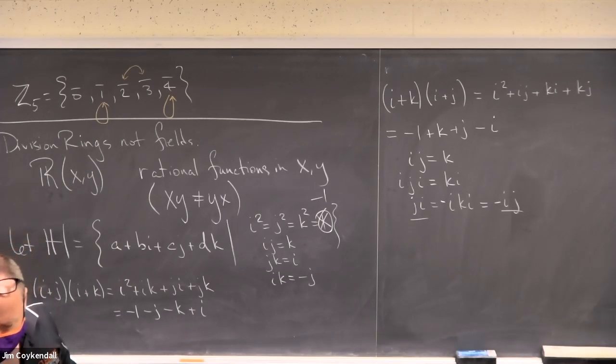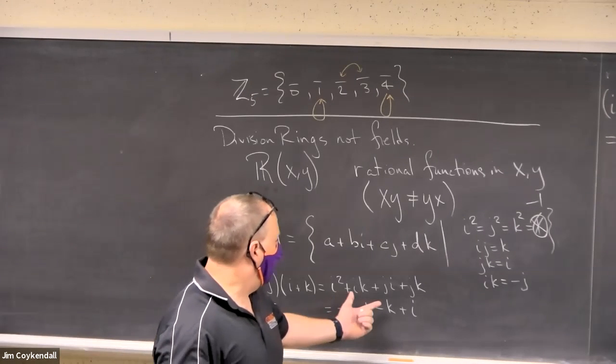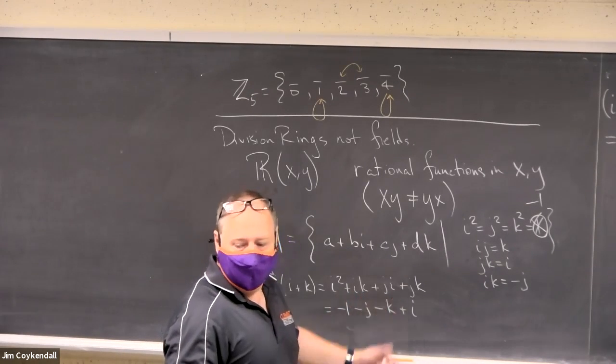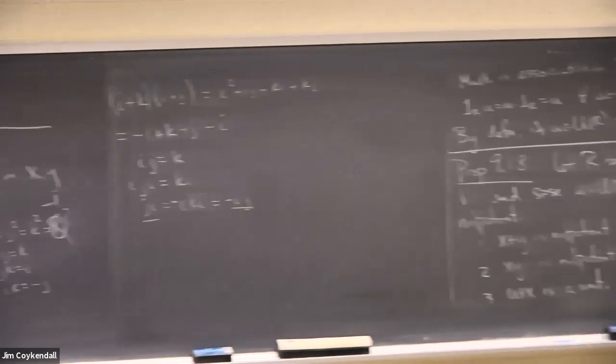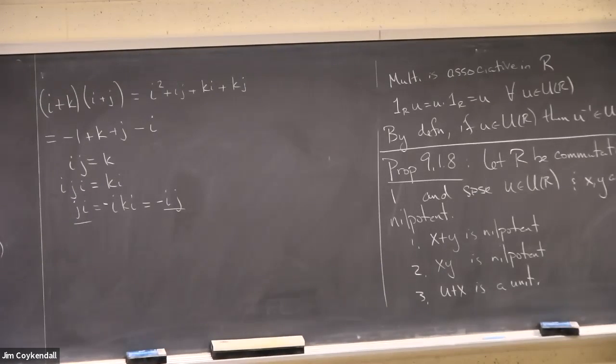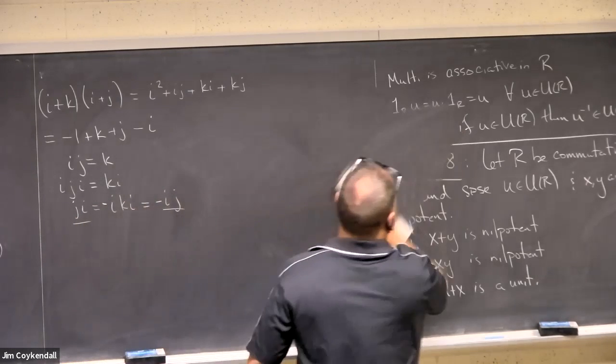Anyway, it turns out that this thing is, in fact, not commutative. And if you're patient, you can show that everything that's not zero actually has an inverse. So this is an example of a division ring. It is not a field because the multiplication is not commutative. Okay. Let me give you another definition.